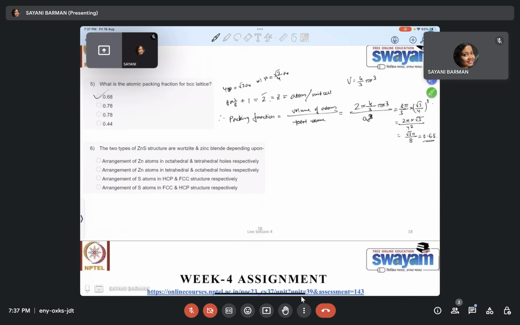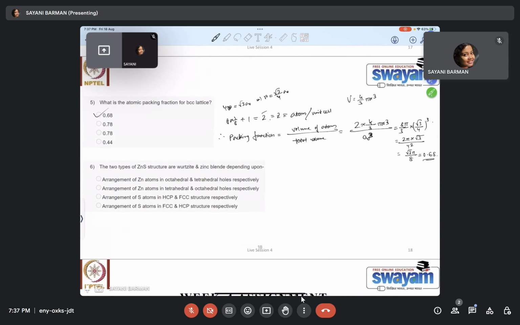The two types of ZnS structure are wurtzite and zinc blende. Do you know the difference between wurtzite and zinc blende? In zinc blende, the anion packing is FCC, cubic close packing, and for wurtzite, it is HCP, hexagonal close packing. So the answer will be like this, but I'll also show the structures.